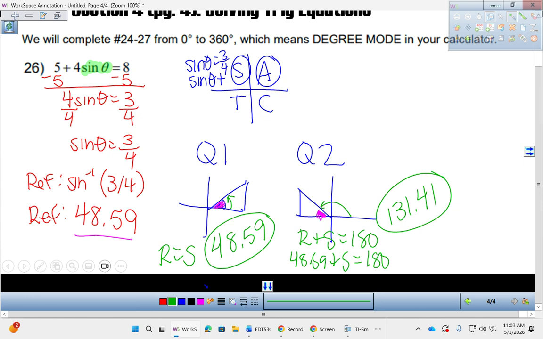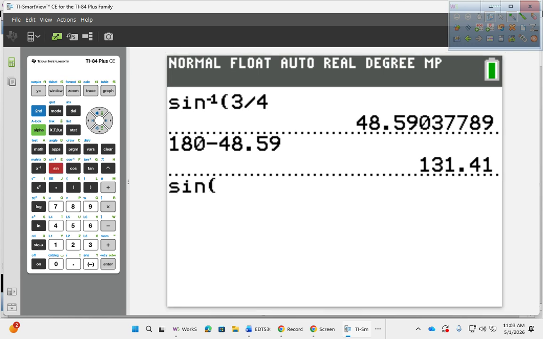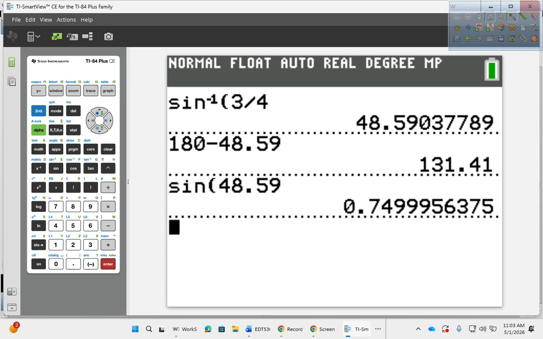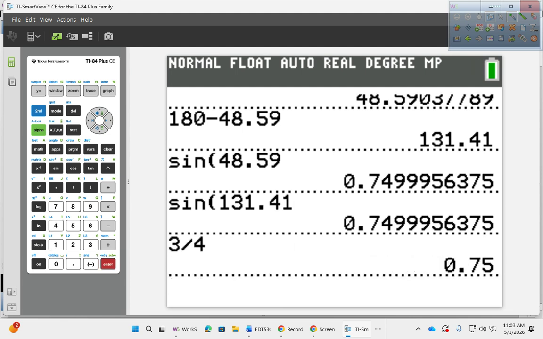Your final step, which doesn't have to be a step, but it's just a check, is to take those two things and plug them in for sine, and hopefully we get 3/4. So hopefully we get 0.75. So sine of 48.59 and sine of 131.41. Both of those things are about the same decimal as 3/4. If they're not, then you did the wrong thing. You either applied the wrong rule or you have the wrong reference angle.